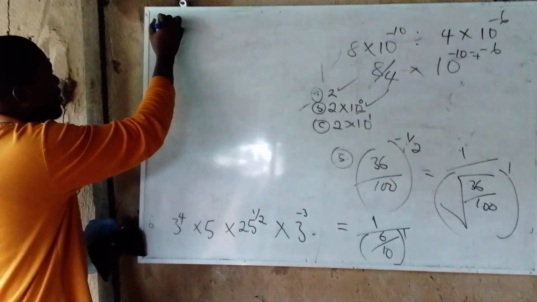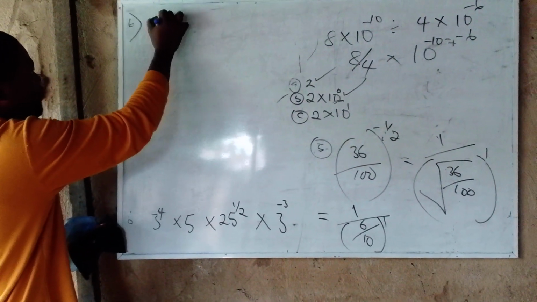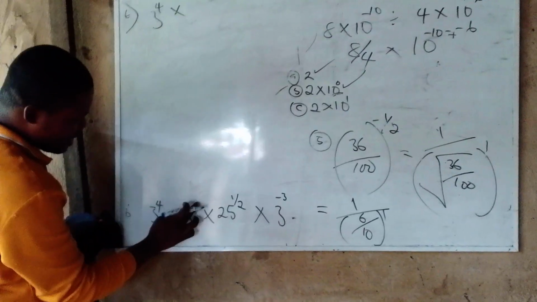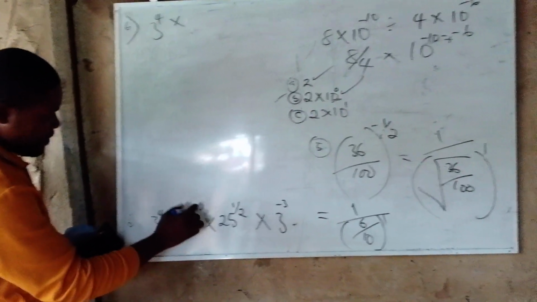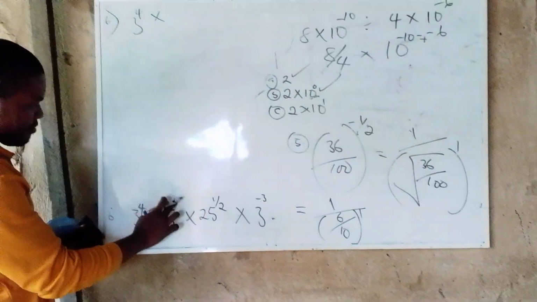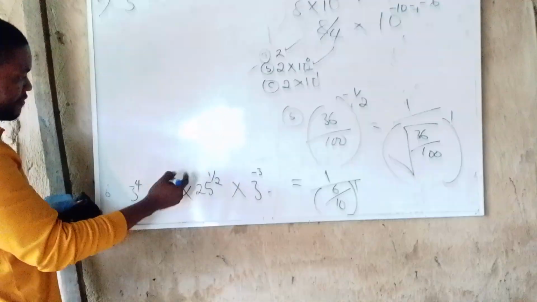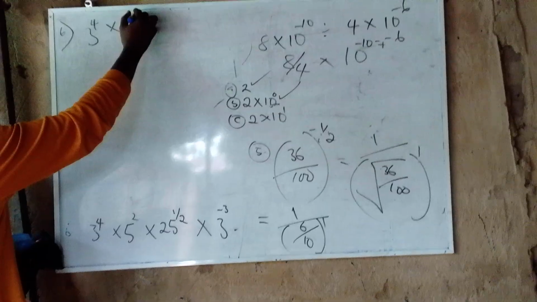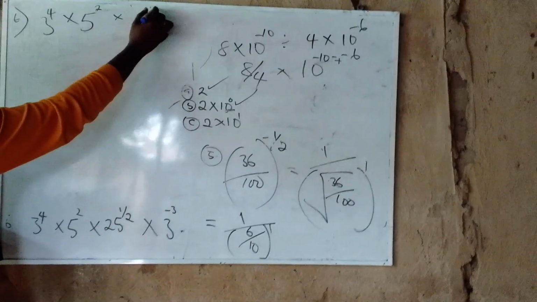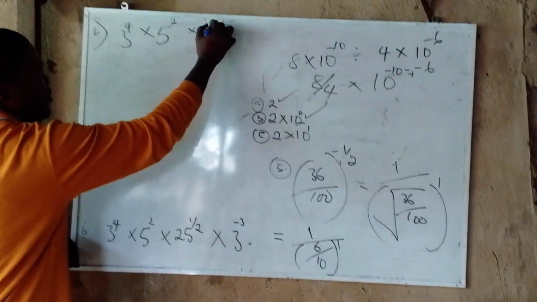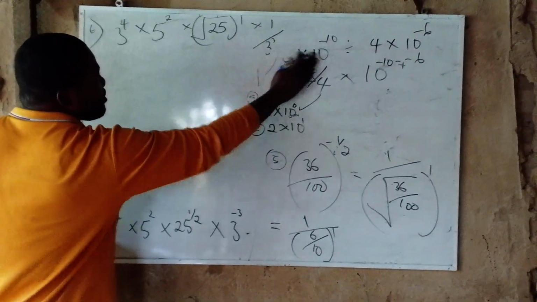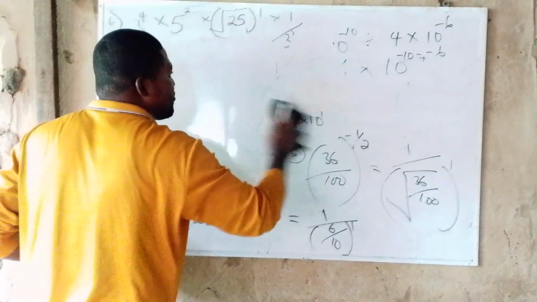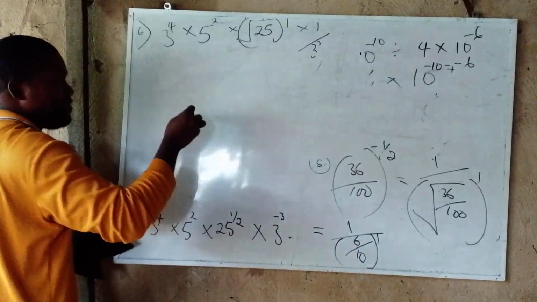If I break down the last question, I will still get 3 raised to the power of 4 times, I guess there was something here, right? There was something here: 5 raised to the power of 2 times square root of 25, all raised to the power of 1, times 1 over 3 raised to the power of 3.